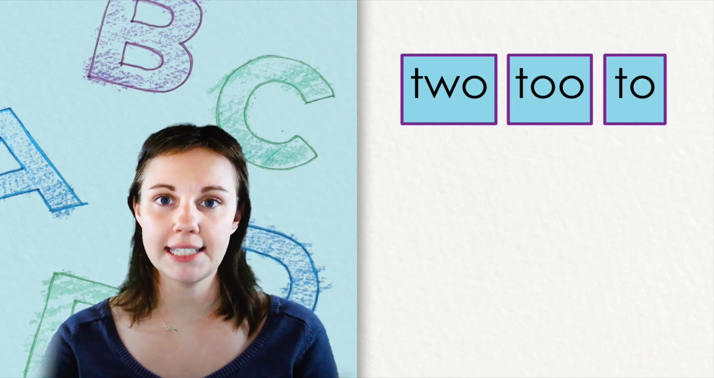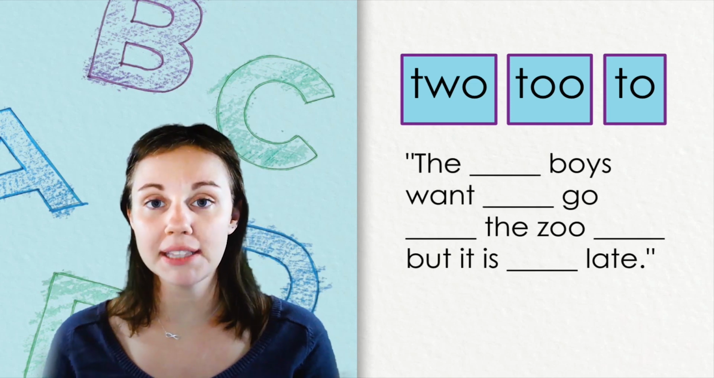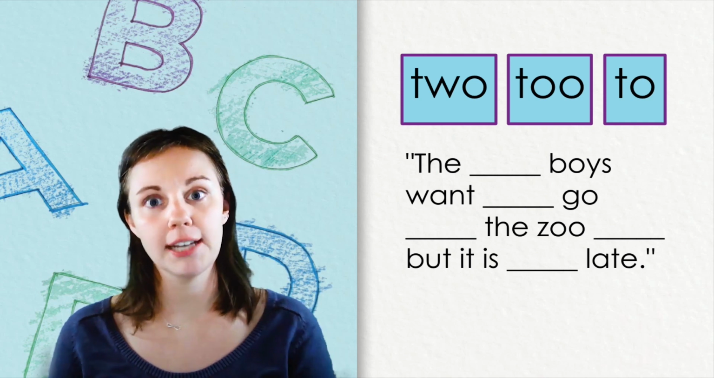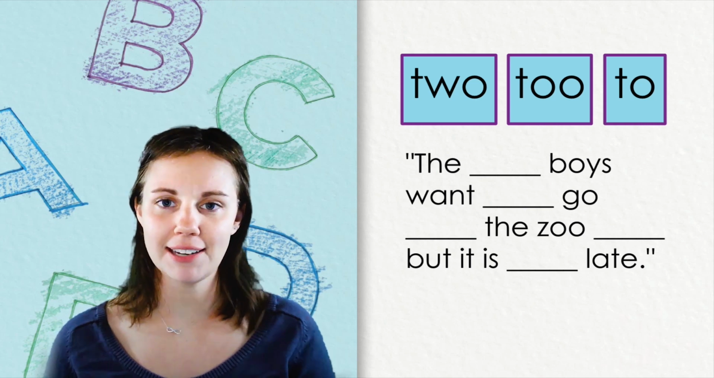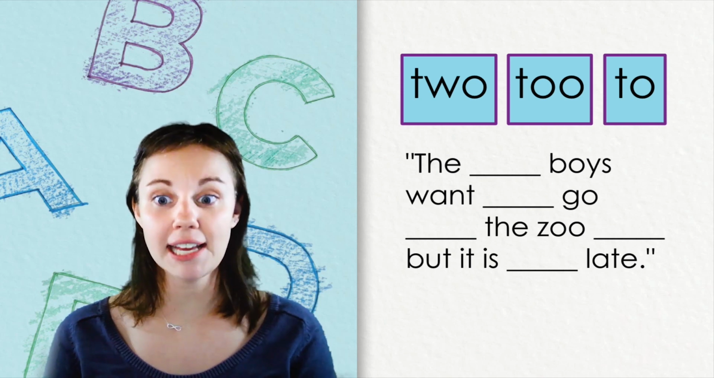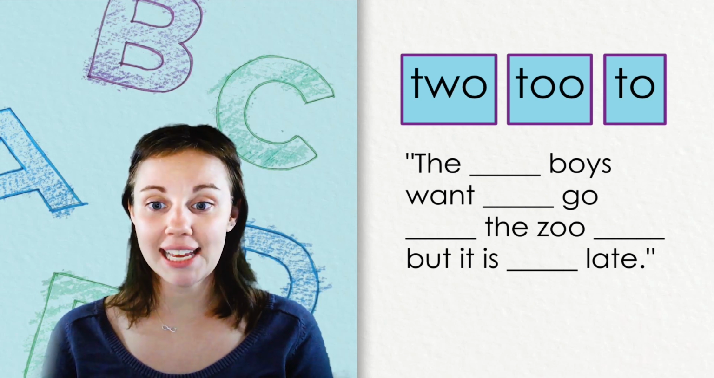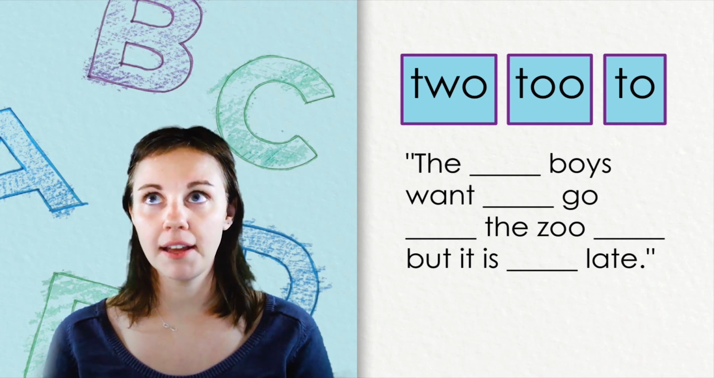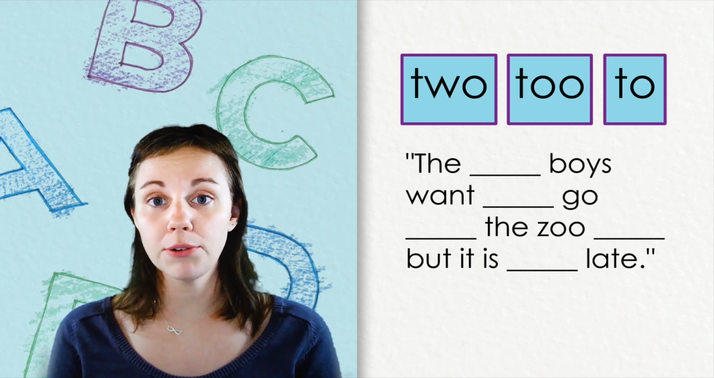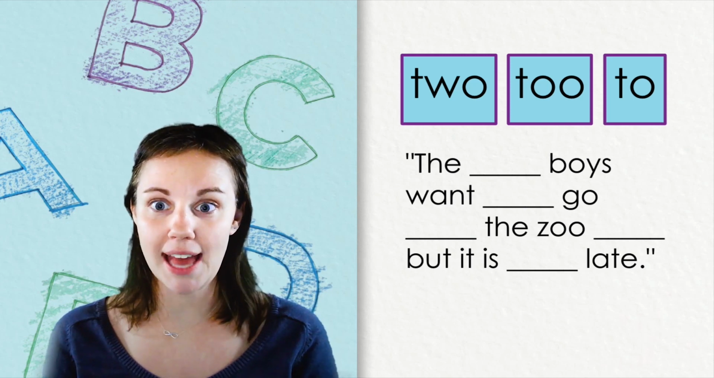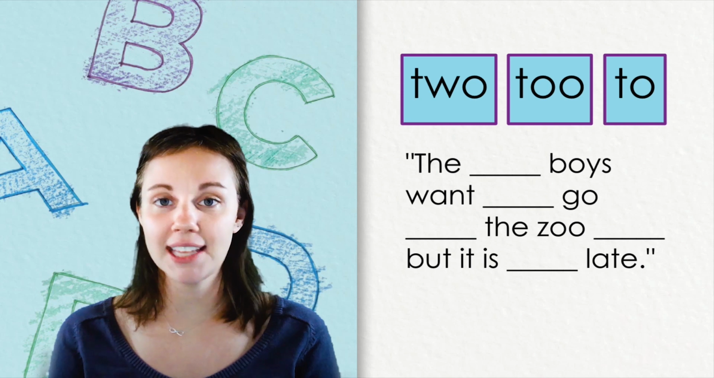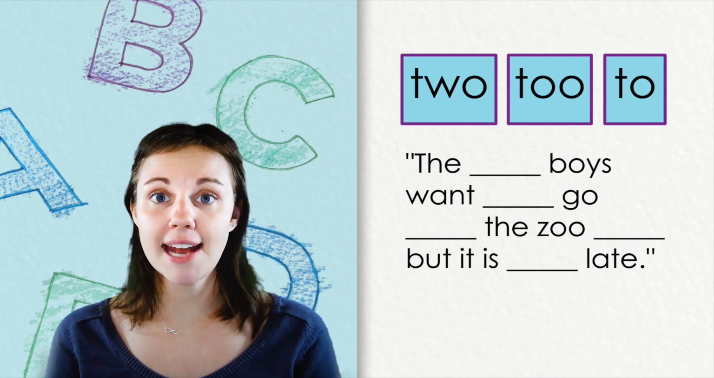Here I have a sentence, but it has so many blanks in it. I need your help figuring out which to put in which blank. Listen now. The blank boys want blank go blank the zoo blank, but it is blank late. Wow, that sounds confusing with blanks in it. I'm giving you a clue that to can fill every blank, but it's a whole bunch of different kinds. See if you can help me. Let's start with the first one. The blank boys.